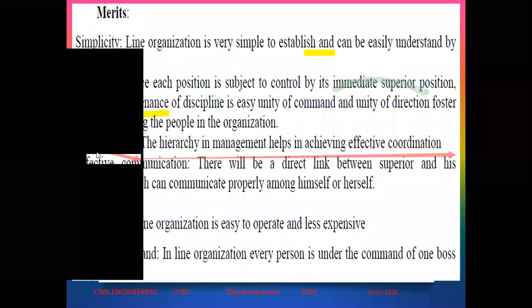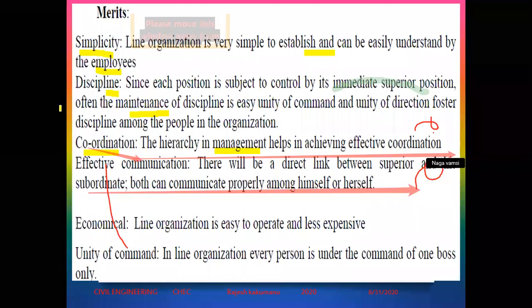Next, coordination. So here the hierarchy in management helps in achieving effective coordination. In this top to bottom hierarchy, the management gives proper coordination. Why? Because whatever the instructions set by the engineer to the foreman, it should be 100% correct.